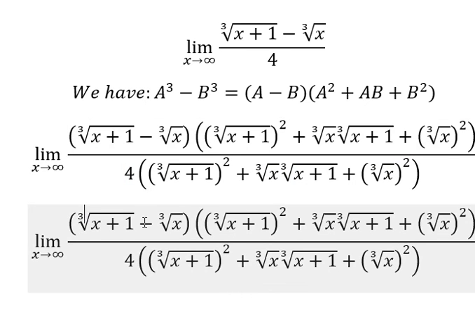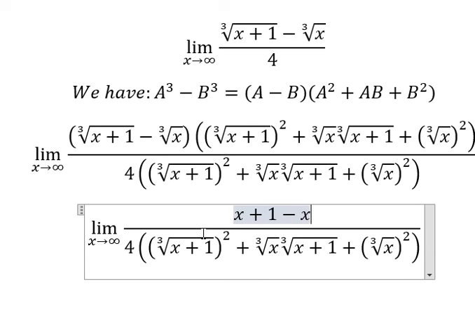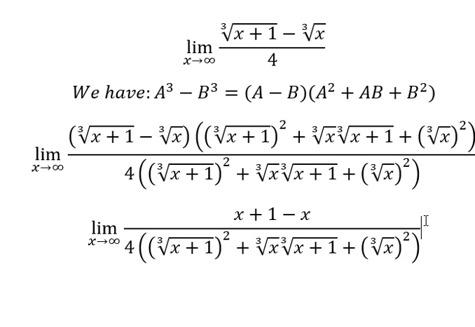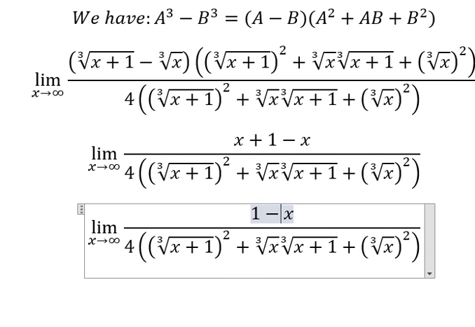So we simplify this one and we have it like this. So s minus s we cancel. So when s approaches positive infinity, this one will go to positive infinity. 1 divided by positive infinity, you get 0.